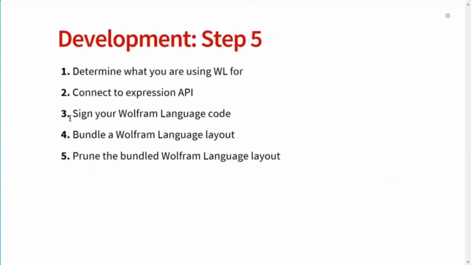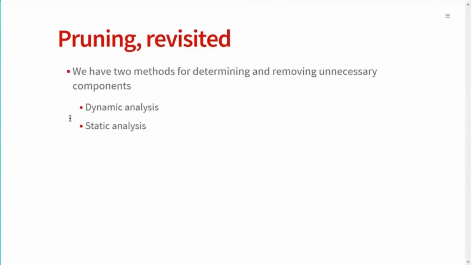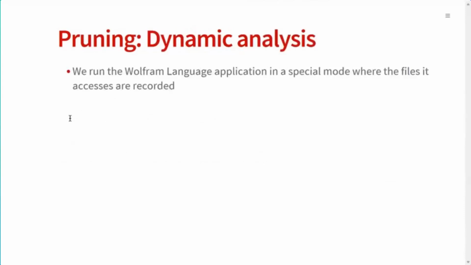And then finally, you will want to prune the bundled layout. And there are two options for this. The first option is something we call dynamic analysis. This is where we run the application in a special mode, and we try to track what files it accesses. And we use that as a basis for a guess of, okay, these files aren't accessed, so maybe we can remove them.